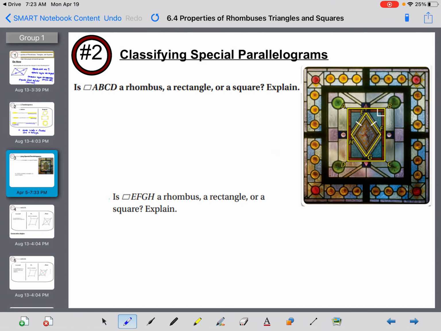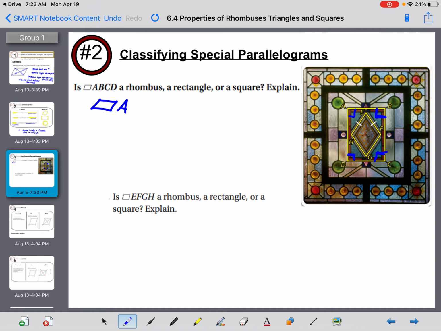So, is parallelogram ABCD a rhombus, a rectangle, or a square? Explain. Well, if you notice, this is a parallelogram, and what that means is that opposite angles are congruent. And they already gave us that one angle is 90 degrees, which means another angle is 90 degrees, which means all 4 angles are 90 degrees.